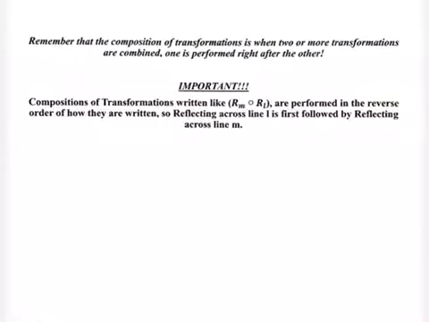Remember that the composition of transformations is when 2 or more transformations are combined, one performed right after the other. When compositions of transformations are written like this, they are performed in the reverse order of how they are written, meaning that the first item conducted would be the reflection across line L, followed by the reflection across line M. So you would be going from right to left in order of how you perform these.